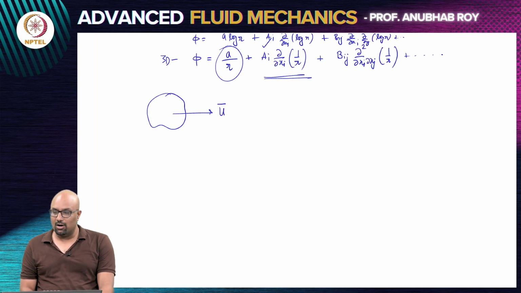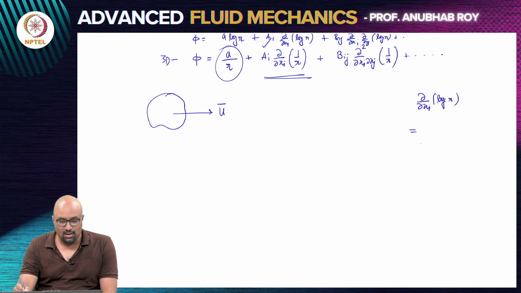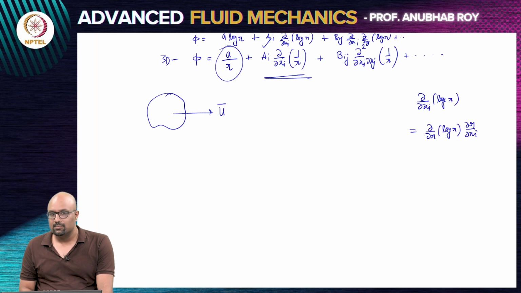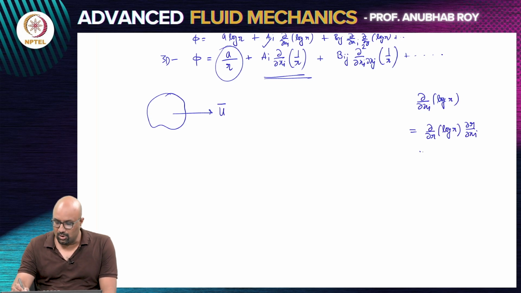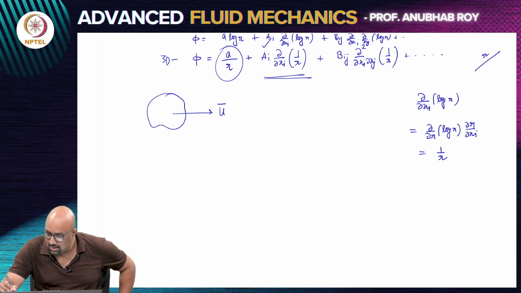What is dou xi of log r? Dou xi of log r would basically be dou r of log r times dou r dou xi, right? Dou r of log r we know, that is 1 over r, and what is dou r dou xi? That is the rate of change of your distance, so what is r? r is the distance of any point, and r square is xk.